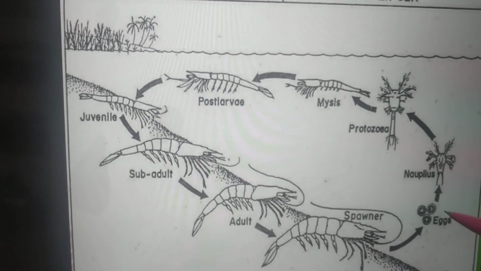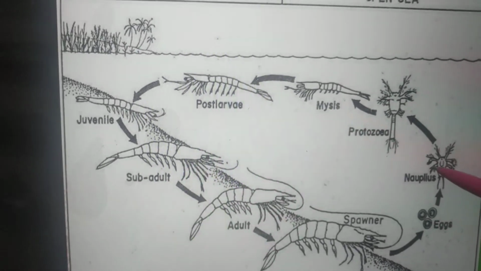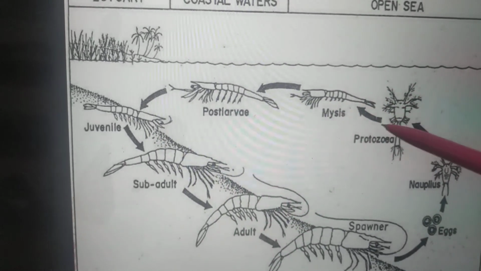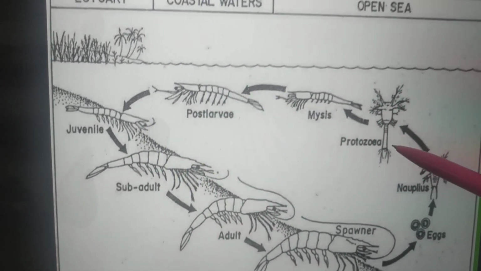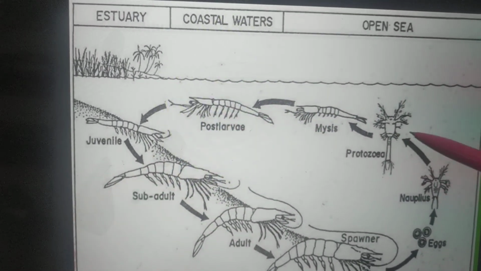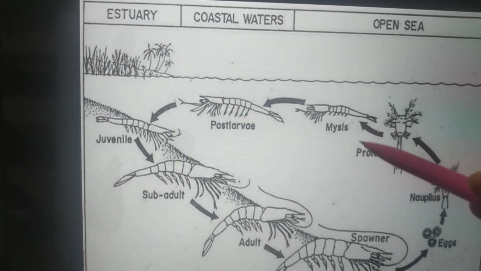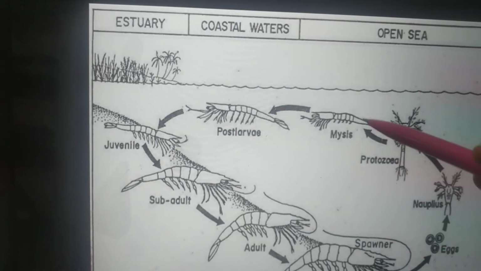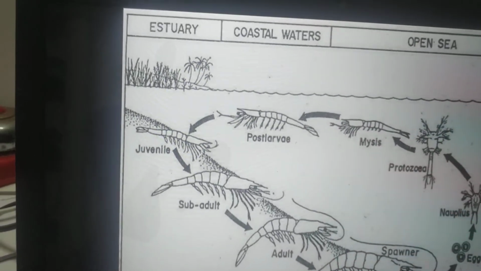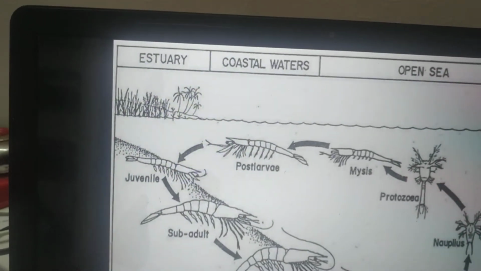After 12 hours, the fertilized egg hatches into a nauplius. Nauplius has 6 substages, and it molts into protozoa. Protozoa has 3 substages, protozoa 1, protozoa 2, protozoa 3, and the protozoa molts into mysis. Again, mysis has 3 substages, mysis 1, mysis 2, mysis 3, and the final mysis stage molts into post larvae. The post larvae, from the farmer's point of view, is called seed.